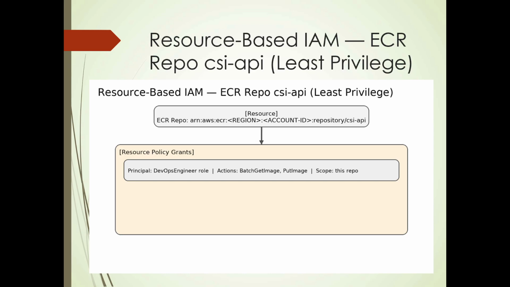Now we're going to go over this ECR repo. The resource policy grants essentially the DevOps senior role, and the actions would be batch get image. Essentially, like what I mentioned before, they're in charge of creating the image and putting it out there, or pushing it out. So the actions are batch get image, and then put image.